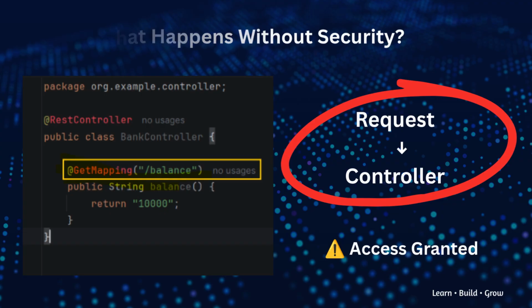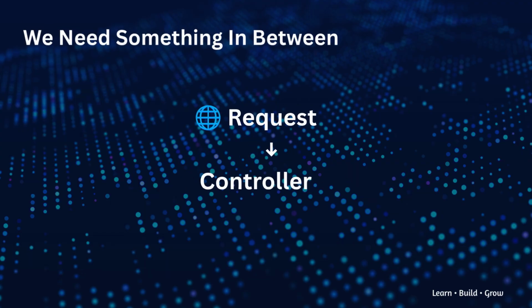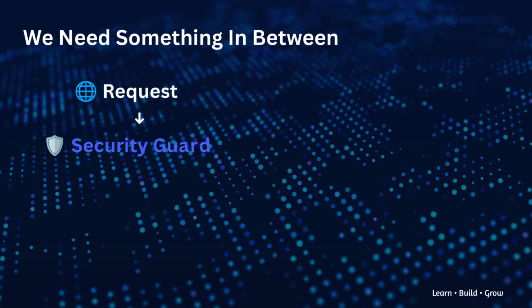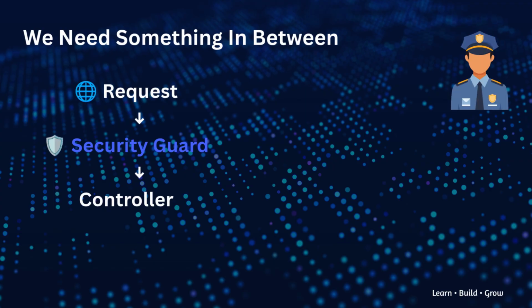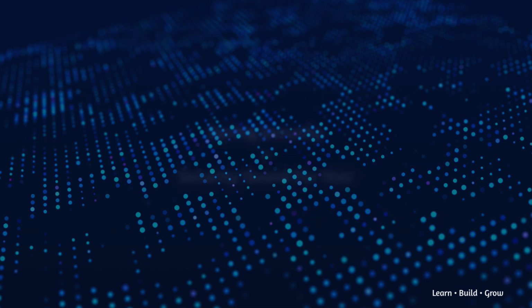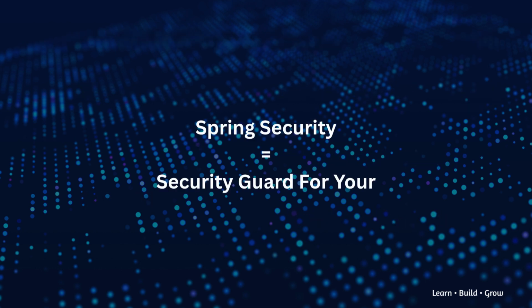Where is the security here? Right now, every request goes directly to the controller. That's dangerous because nobody is checking who is making the request. We need something that checks every request before it reaches our application. Think of it like a security guard standing at the entrance of a building. Before allowing someone inside, the guard checks who they are, verifies their identity, and determines whether they are allowed to enter. That's exactly what Spring Security does for your application.